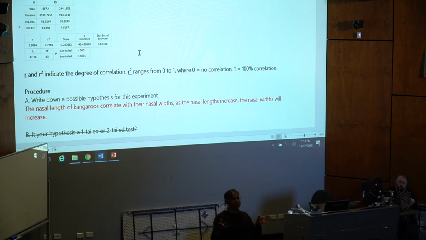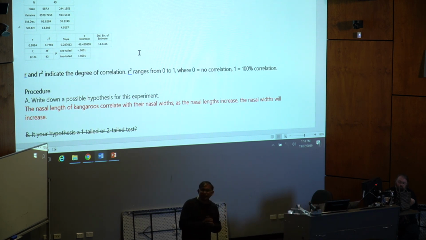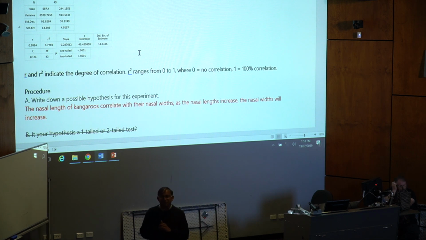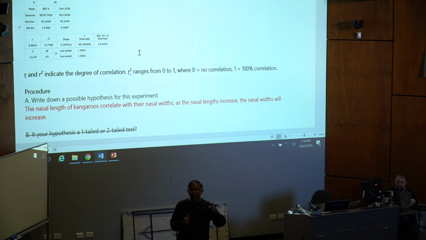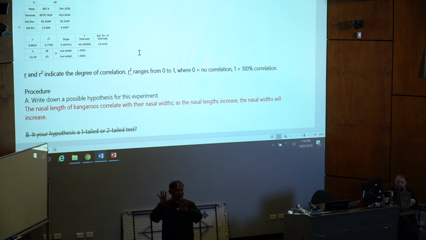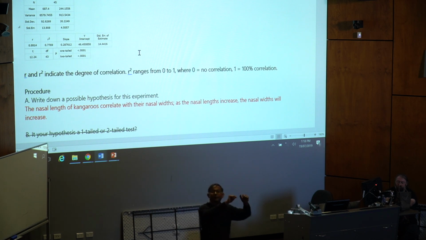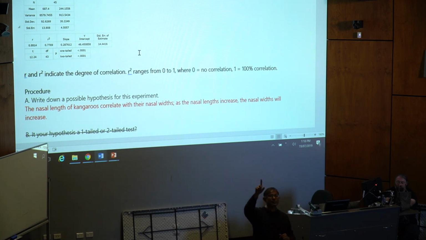Yep, so there's good positive correlation between nasal lengths and nasal widths. So everyone agree? What data will you use to support that statement? R squared. Thank you. So you make sure that the R squared value appears in your response. Okay?